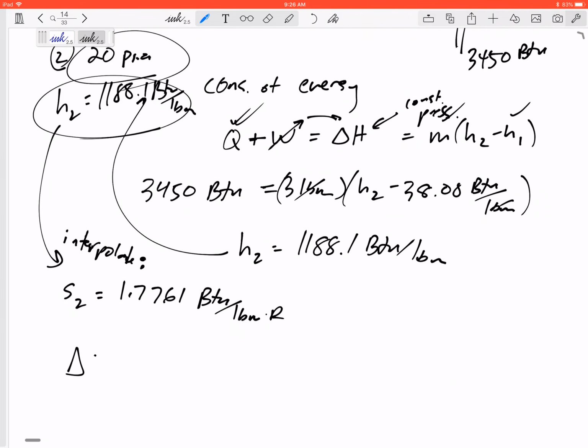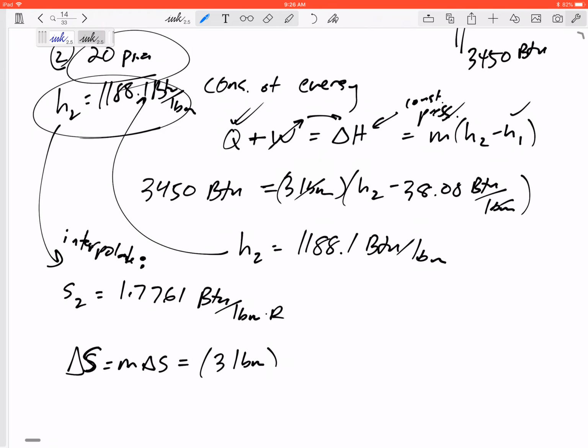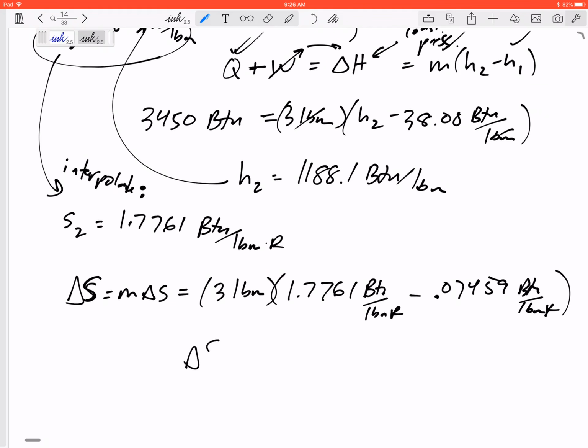Now I can tell you the entropy change. If it's asked for entropy change, I'm going to assume total entropy, not specific entropy. So delta S is mass times delta little s, the change in specific entropy: 3 pound mass times 1.7761 BTU per pound mass Rankine minus 0.07459 BTU per pound mass Rankine. I would get a change in entropy of 5.105 BTUs per Rankine.